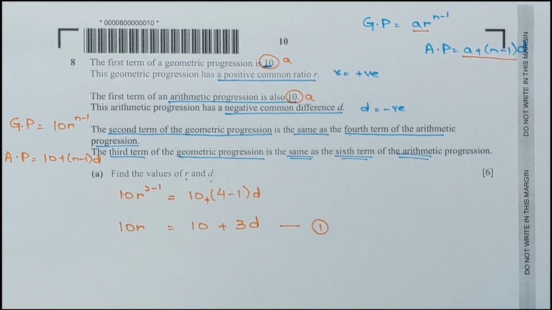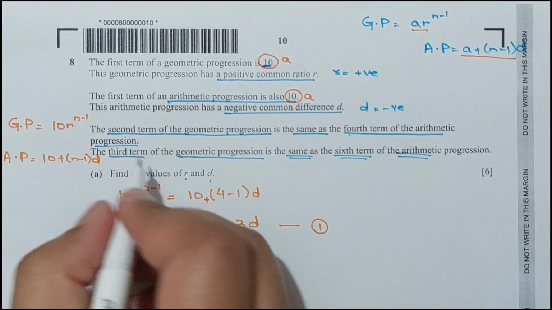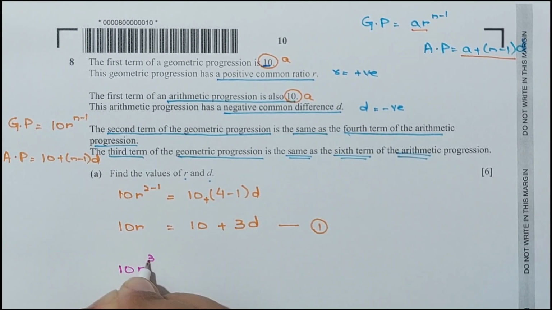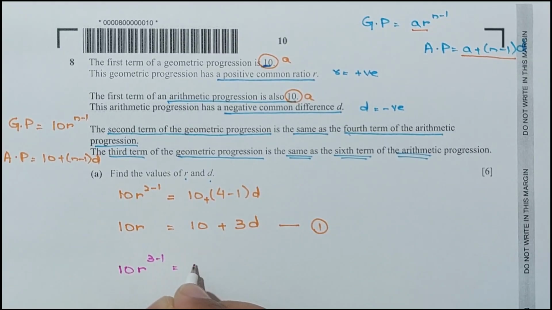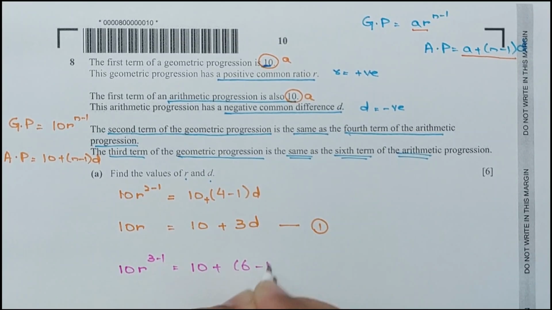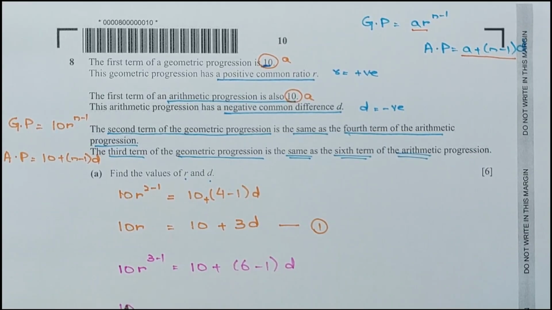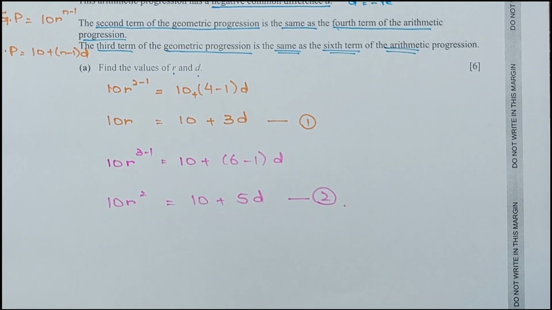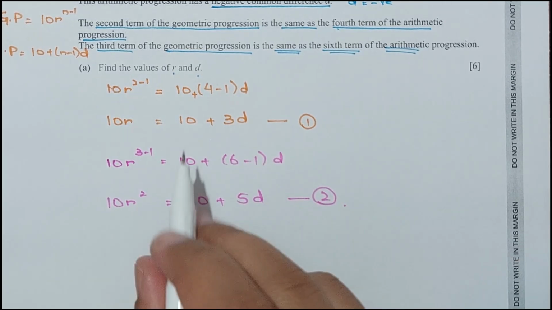The second equation: we are given that the third term of the geometric progression, 10r^(3-1), equals the sixth term, 10 + (6-1)d. So 10r² equals 10 + 5d. This is my second equation in r and d. Let me solve the two equations.